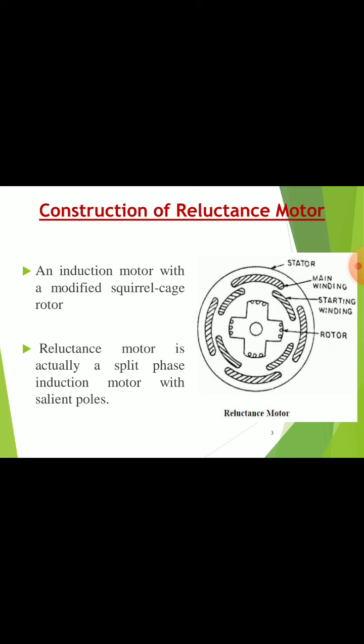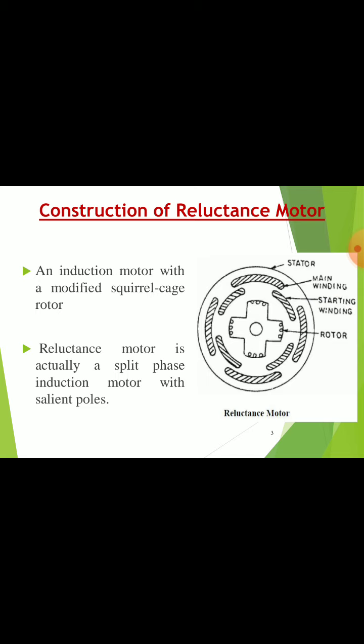Now we can go to the construction of a reluctance motor. Already we have discussed that it is single phase, similar to a single phase induction motor. That is, it has a stator and a rotor. In the stator there are mainly two windings. This is the main winding and this is the starting winding. For what are we using a starting winding? We already discussed in the single phase induction motor: for starting a single phase motor we need a starting winding.